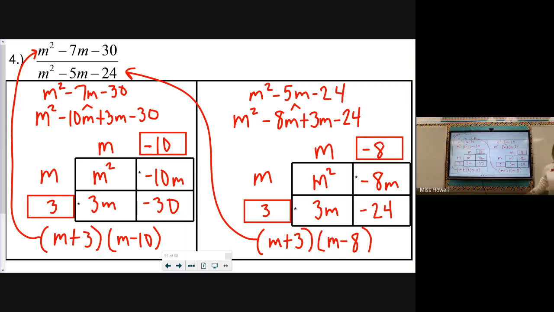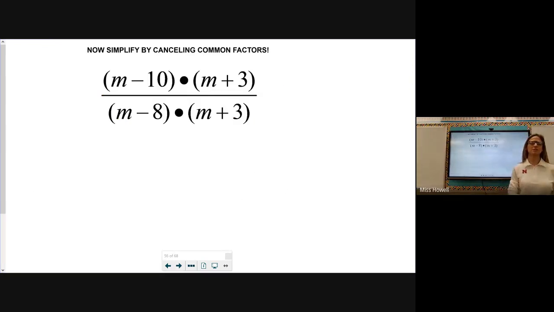And now we're going to put it all back together in prime factorization format. So m minus 10, m plus 3 on top in any order, and m minus 8 and an m plus 3 in the denominator. All right, to simplify, all we've done is prepare for the process of simplifying. We haven't actually done any simplifying yet.